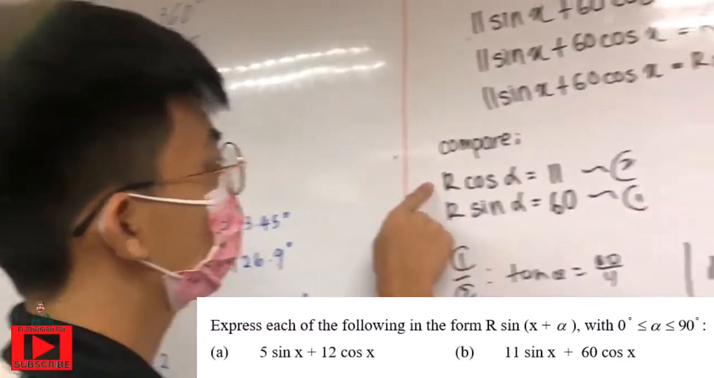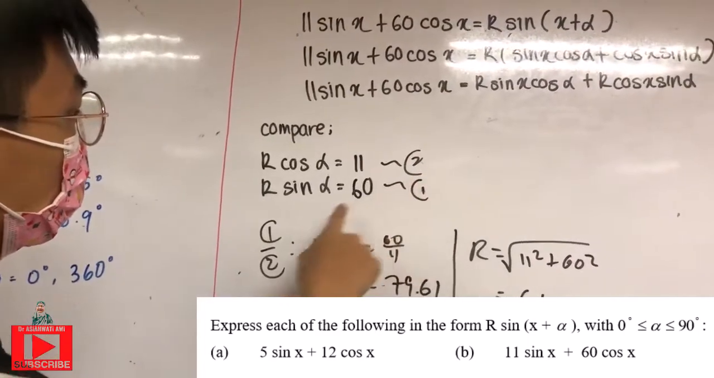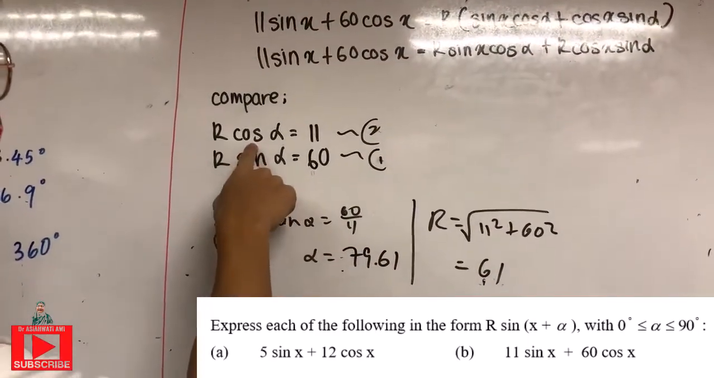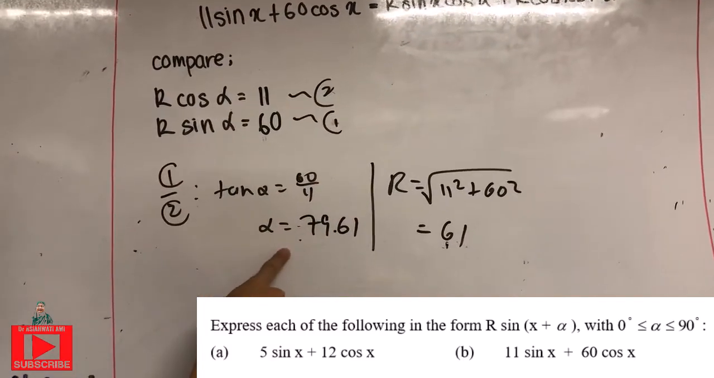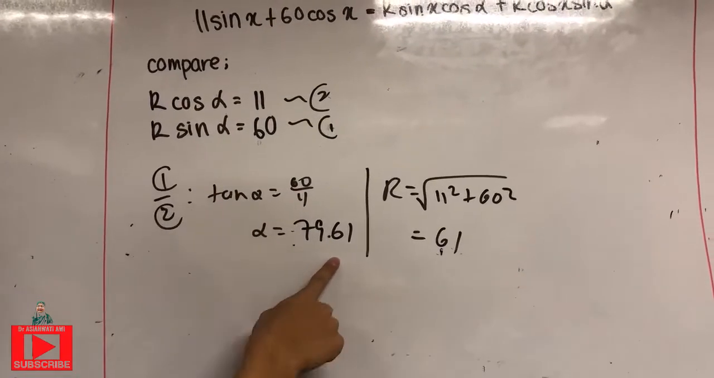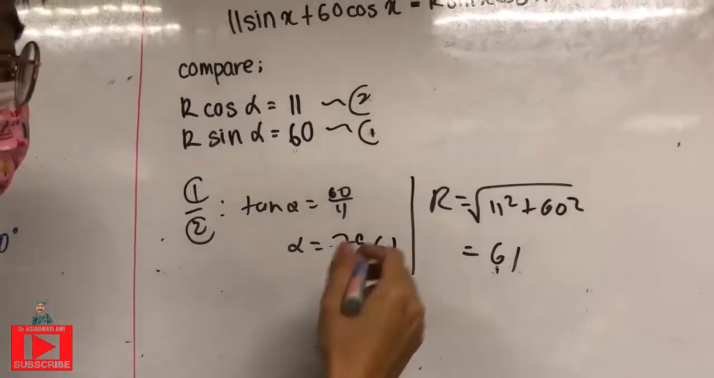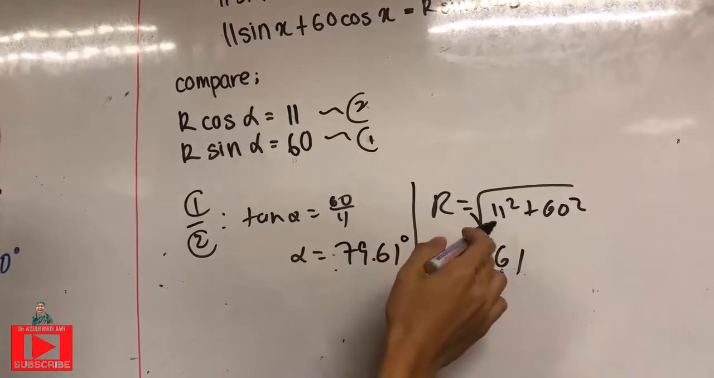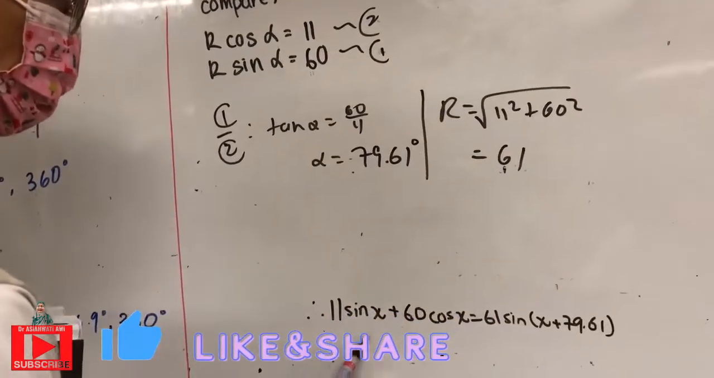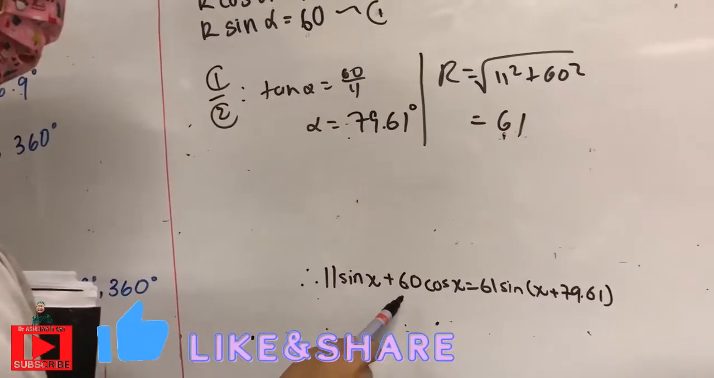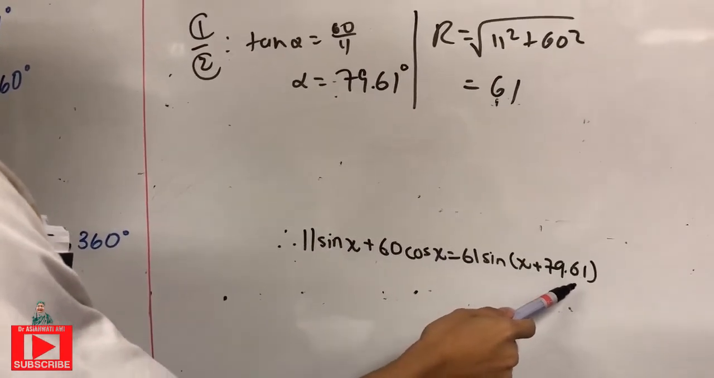So we have two equations now. To find out the alpha, we need to divide equation 1 with equation 2. So when sin alpha divide cos alpha, we get tangent alpha. So tangent alpha is equal to 60 over 11. Then we find out alpha equal to 79.61. So to find R, we need to square root 11 square plus 60 square, and then we find out R is equal to 61. So we write out the final answer. 11 sin X plus 60 cos X is equal to 61 sin X plus 79.61 degree.